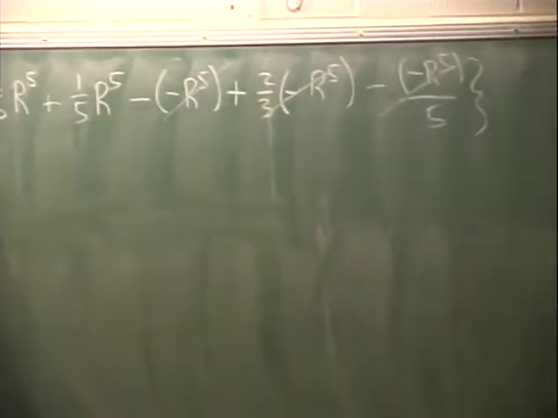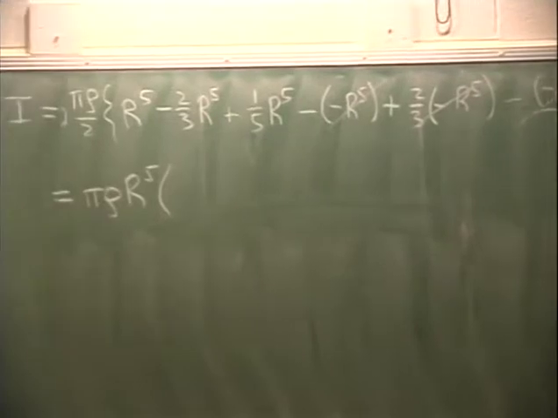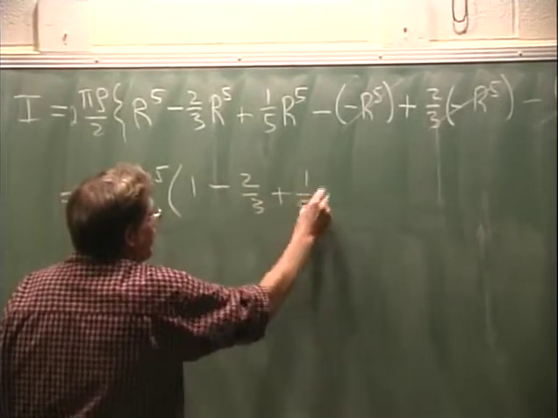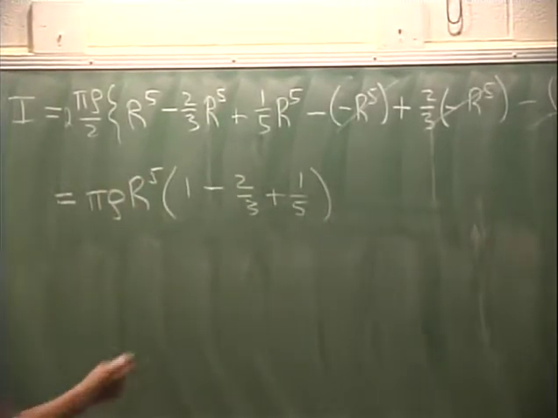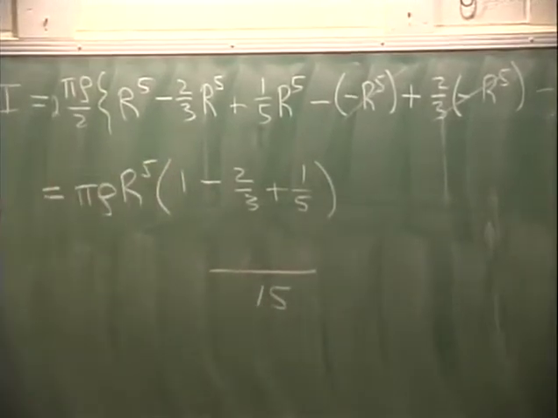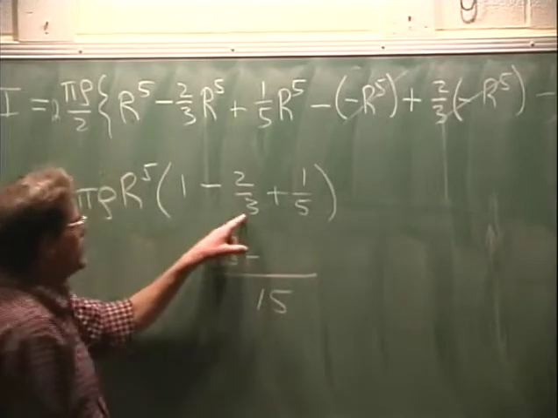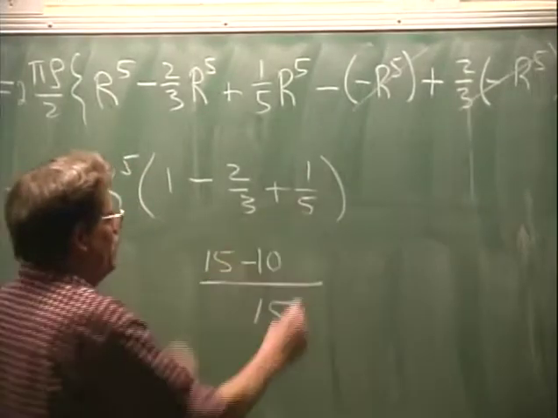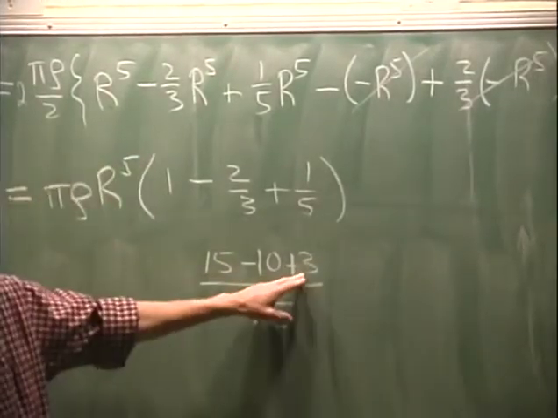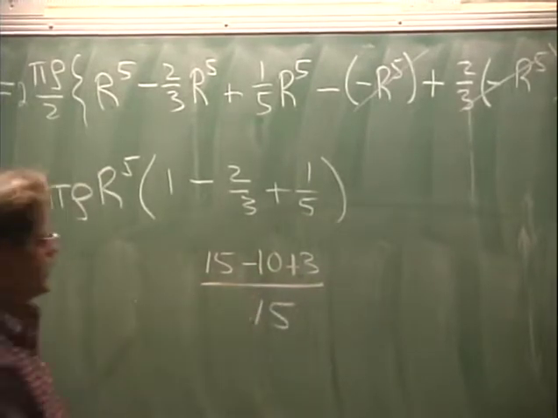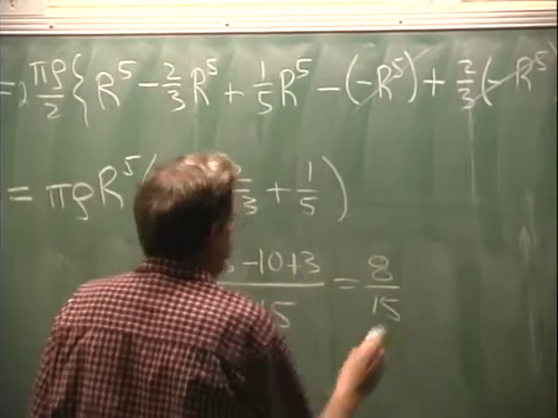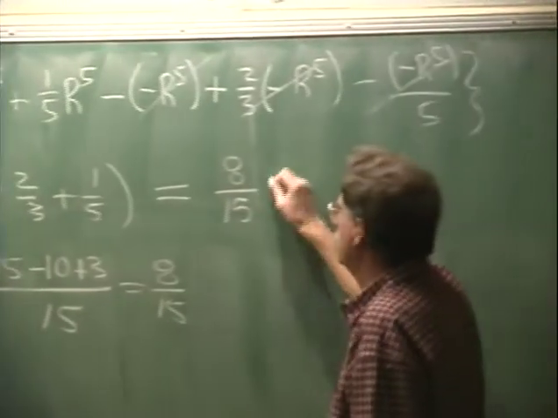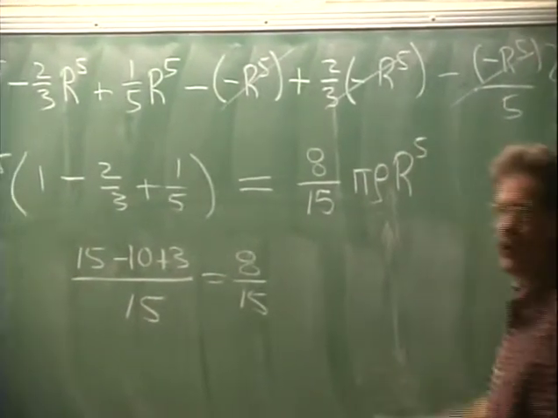Pi rho R to the fifth. What's the factor? 1 minus 2/3 plus 1/5. What's that add up to? I'm going to bring it to a common denominator, I guess, of 15. Then this would be 15 minus, you multiply top and bottom by 5, so it's minus 10 plus 3. 15 minus 10 is 5, plus 3 is 8, over 15. Weird factor here, but the answer is 8 over 15 times pi rho R to the fifth.